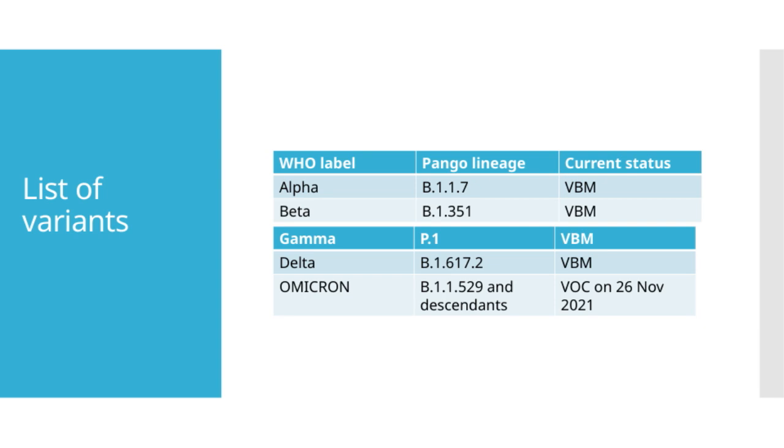Now, the most notable change is with the Omicron variant, which has the designation B.1.1.529 and its descendants. It has been classified as a VOC, or variant of concern, since November 26, 2021. This list highlights the evolving nature of the virus and how different variants are monitored and categorized based on their impact. Recognizing these classifications helps us understand the current landscape and the importance of surveillance in managing the pandemic.